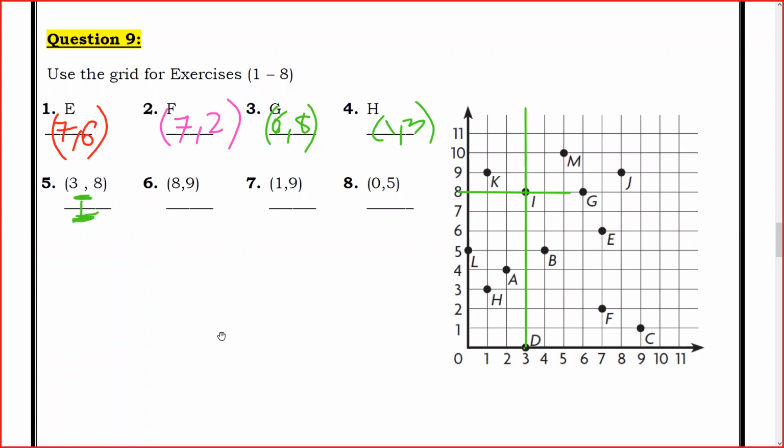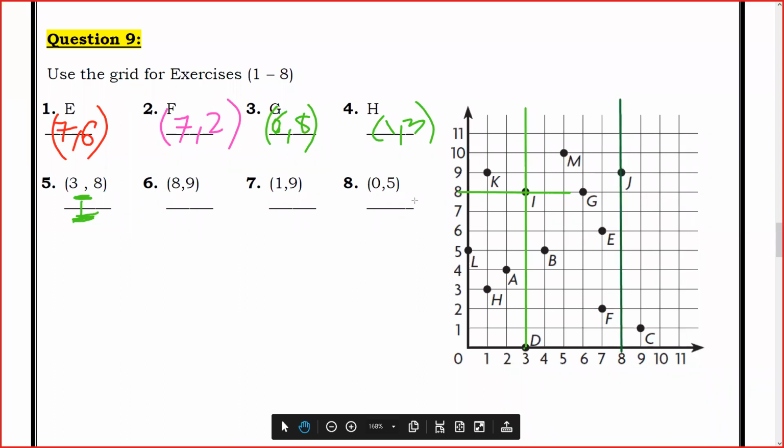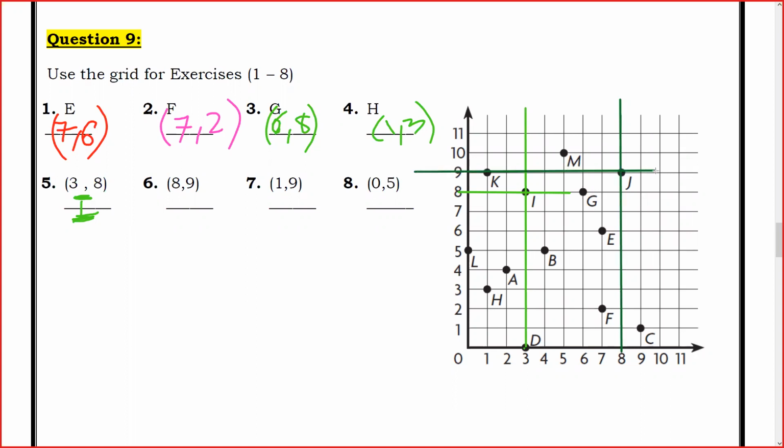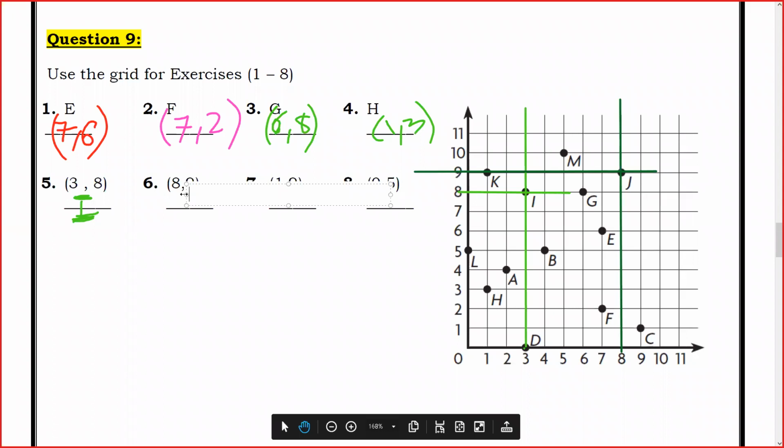Now, number 6. Now I want Huriya. Yes, Huriya. 8 and 9. Which point? 8, 9. This one here. Yes, this is 8, and this is 9. Good job. So it's J.